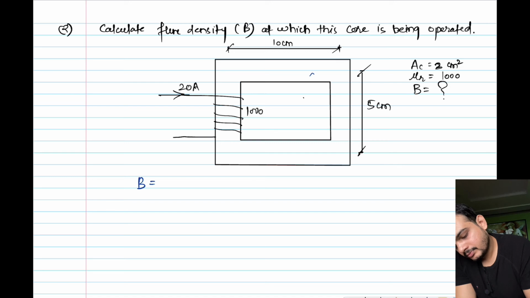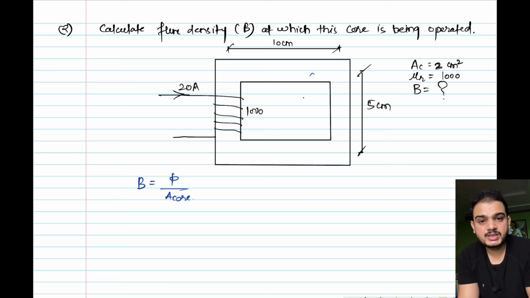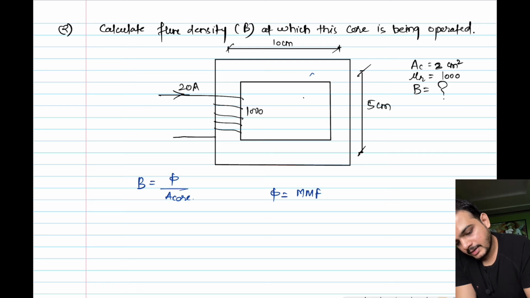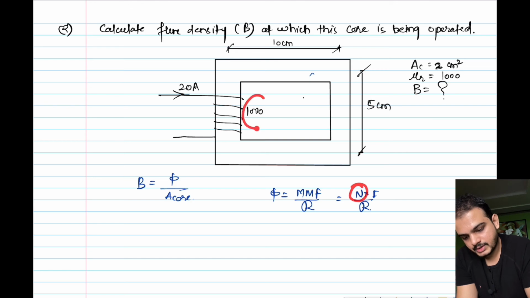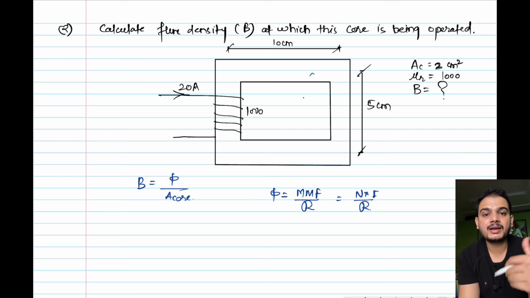B is what? Flux upon area of core. But is flux given? No, flux is not given. So first we need to find flux. We know that flux is equal to mmf by reluctance. mmf is nothing but number of turns into current, by reluctance. Number of turns is given, and the current flowing through the winding is also given, but reluctance is not given. So first we need to find reluctance.